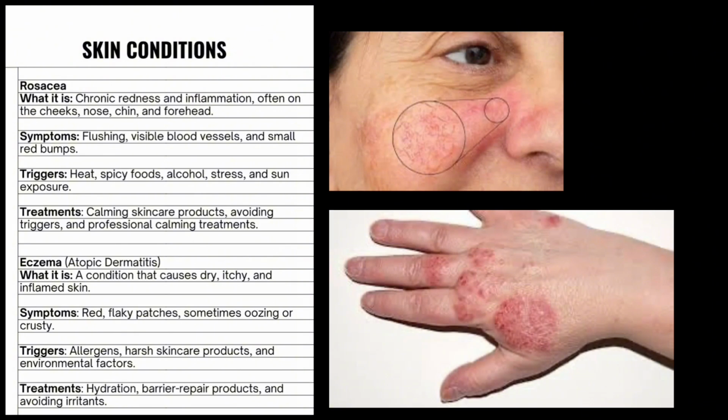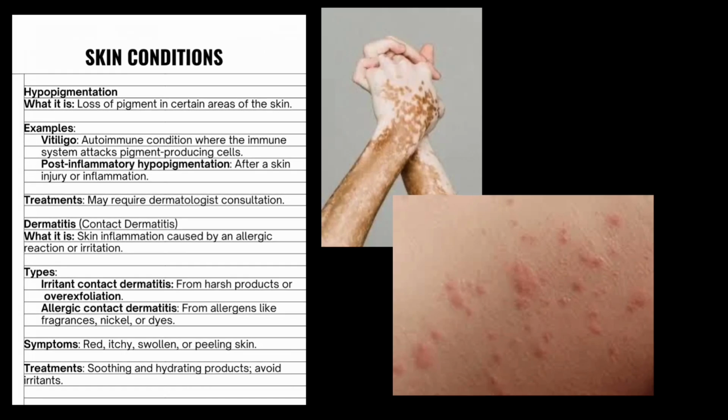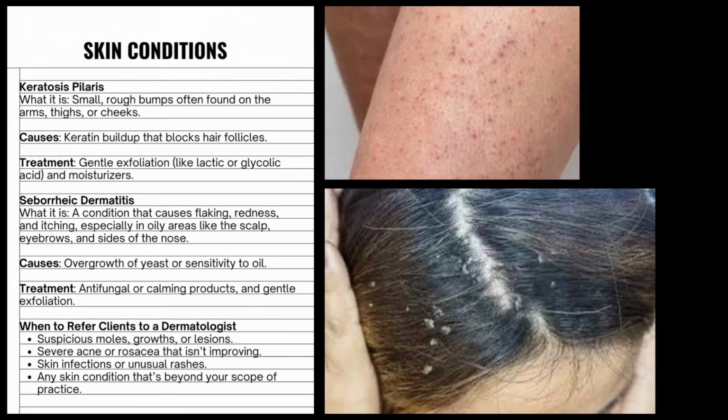For the rest of these, I'll be quickly just reading through them. If you want to pause to read, go ahead and do that now. If not, let's go. Rosacea, eczema, hypopigmentation, dermatitis, also known as contact dermatitis, keratosis pilaris. I don't know if I'm saying that right, guys.